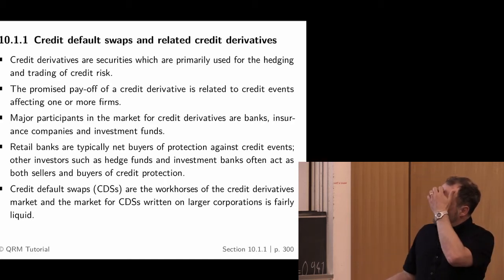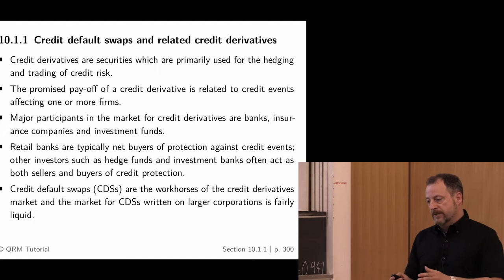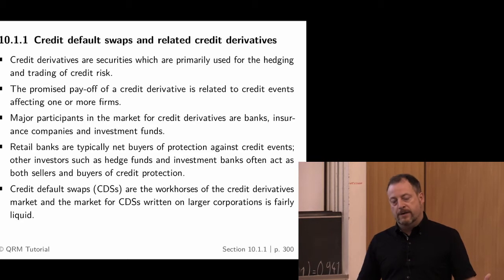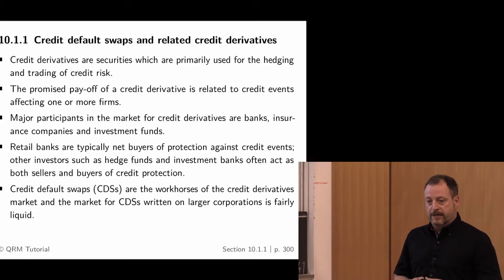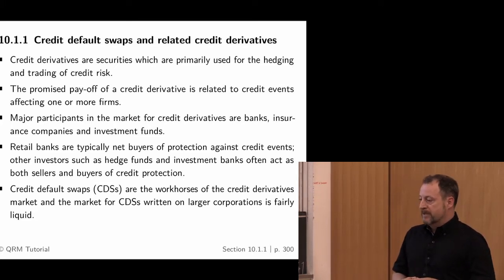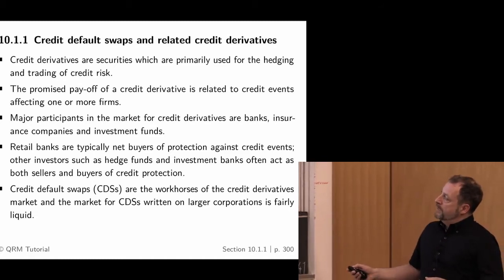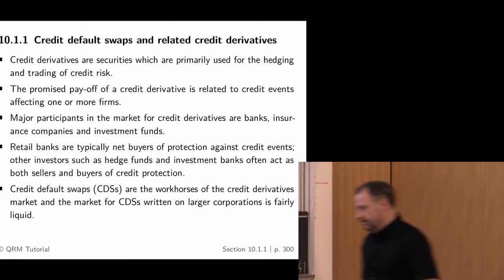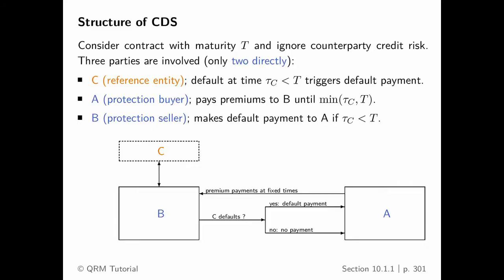In the banking world, you will find the retail banks are typically net buyers of protection. We're going to see that the credit default swap embodies the notion of one party selling protection and the other party buying protection. And so retail banks are generally protecting themselves against credit events, such as the default of large obligors who owe them money. Whereas investment banks and hedge funds will often enter on the other side because they see opportunities to make money. The CDS is the workhorse of the credit derivative market.